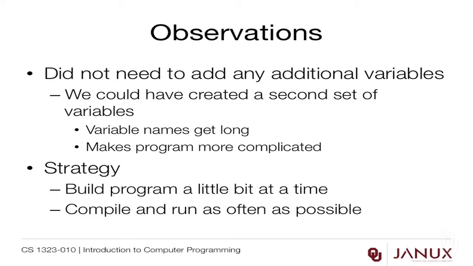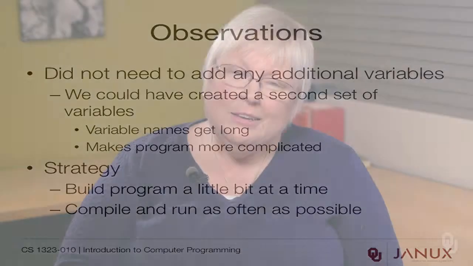The other thing to notice here is the strategy that I'm using. Notice that I'm building the program a little bit at a time, and that I'm compiling and running really often. Those are good strategies to use. Sometimes when I was learning to program, I might write 3 or 4 pages of code and then try to go in and compile it and run it, and that just makes it a lot harder than it needs to be. So work a little bit at a time. You'll find it a lot easier. It also makes it easier to find the mistakes.